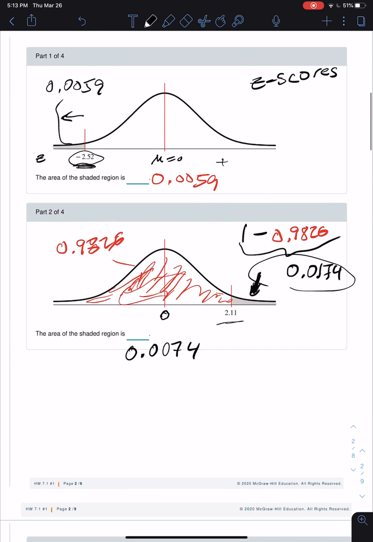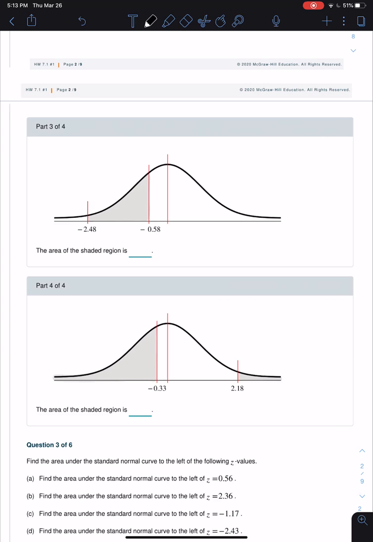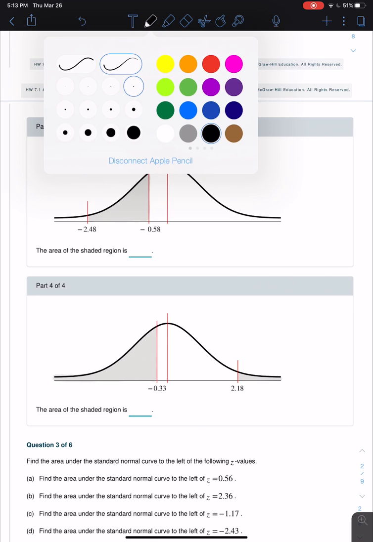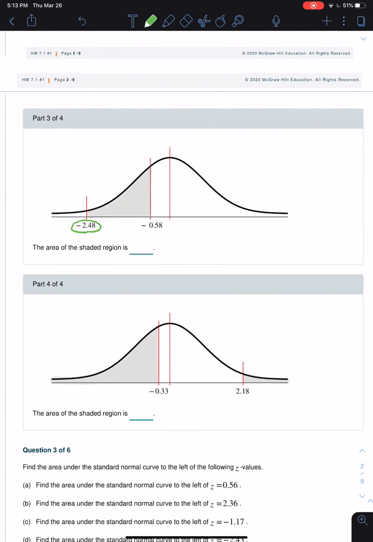Okay, so that's an example of finding area to the left, and finding area shaded to the right. What else do we have? How about finding area in between? This gets a little bit tougher. Let's say we were to look this up on our z-score table. That's going to give me the area right there. But I want the shaded area, okay?